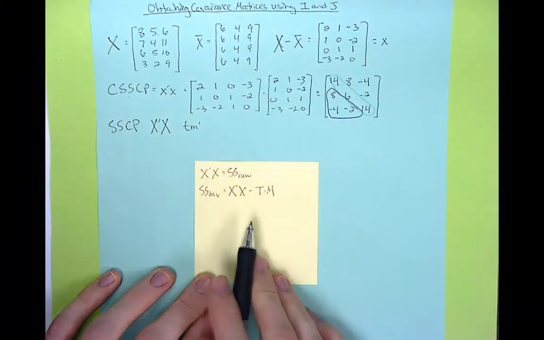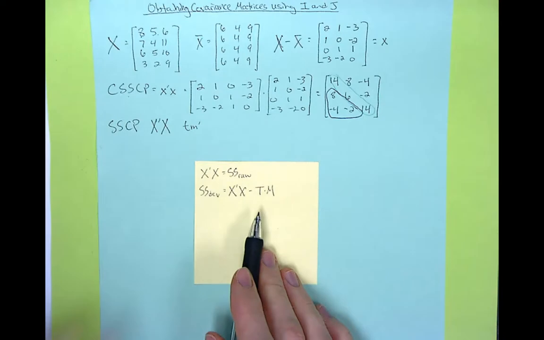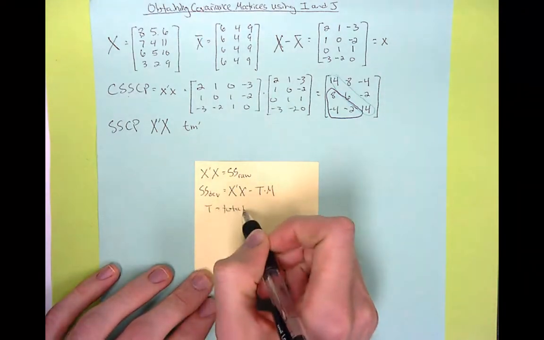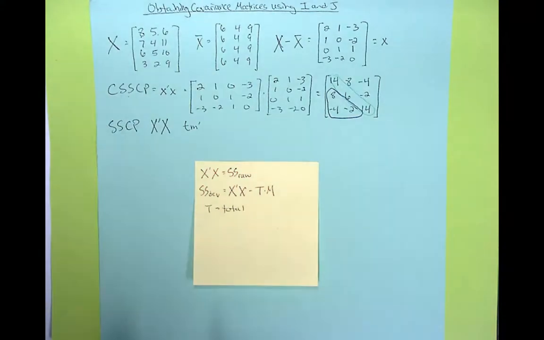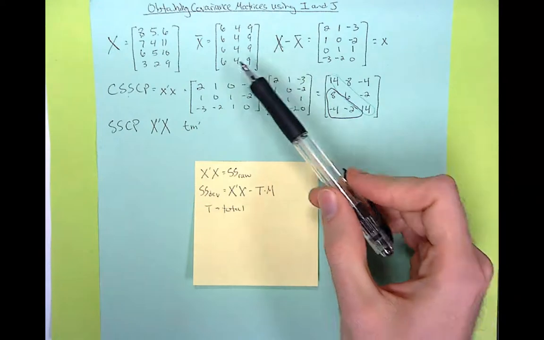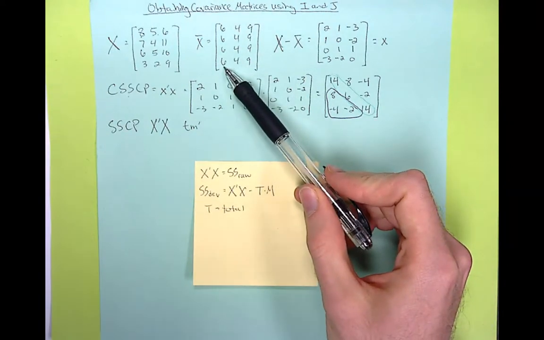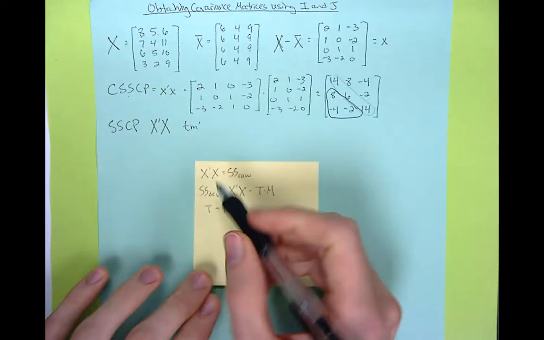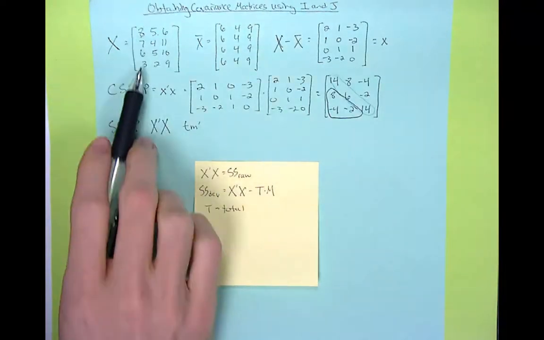Now you may be asking what this T times M is. T is the total. It's the sum of raw scores for the variables, or column sums. And M is the means of variables, or means of the column. So that's what we did up here. This is M, the means of the columns, or means of the variables. And T would be the total of these.